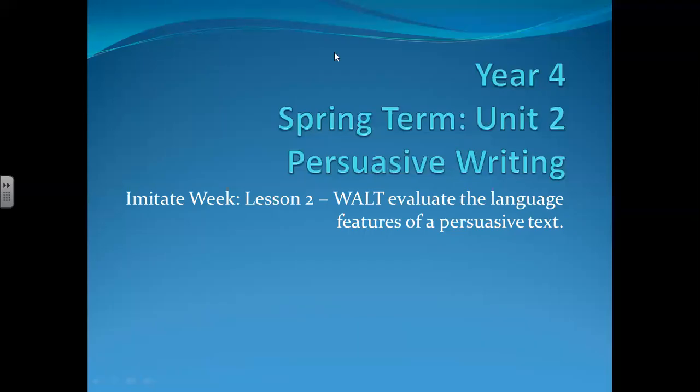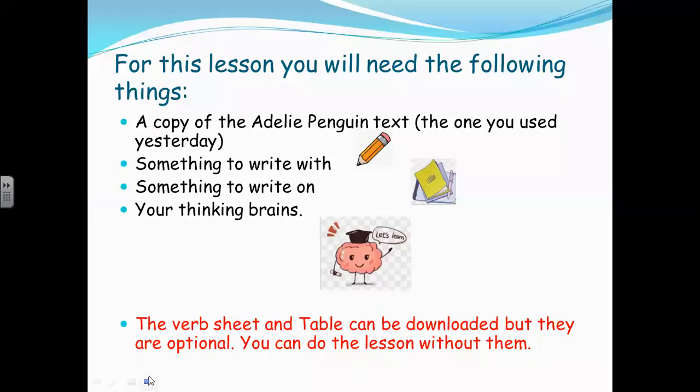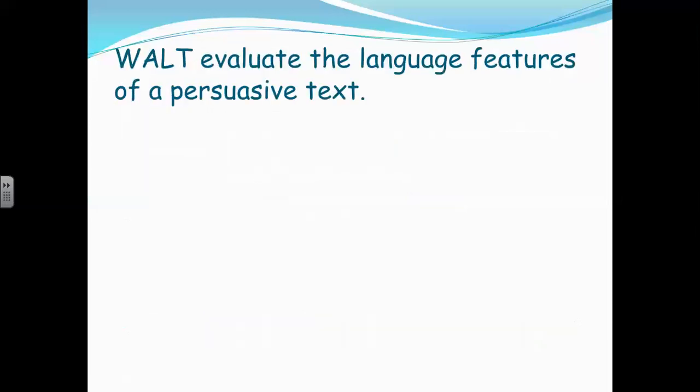Good morning. Today we are learning to evaluate the language features of a persuasive text. For this lesson, you will need the following things: a copy of the Adelie Penguin text, that's the one you used yesterday, something to write with, something to write on, and your thinking brains. There is a verb sheet and table which can be downloaded, but they are optional. You can do the lesson without them.